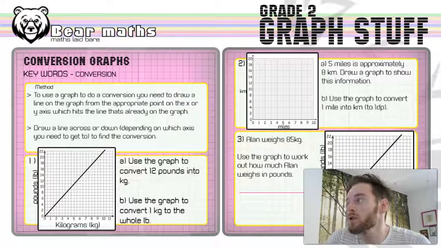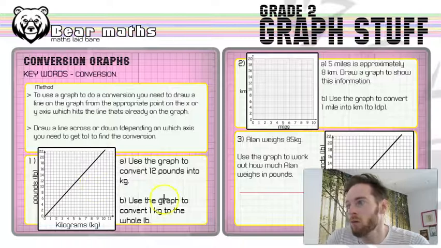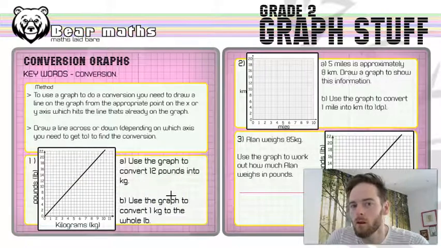This one is on conversion graphs, and the key word here is conversion. When you're converting something, you're working out how much of one thing you get for another thing, so it's converting units. Those units can be anything. It could be metric and metric, or metric to imperial. I'll talk about what those are in a minute.